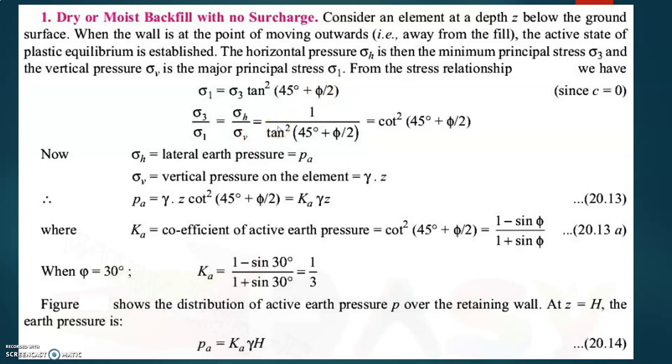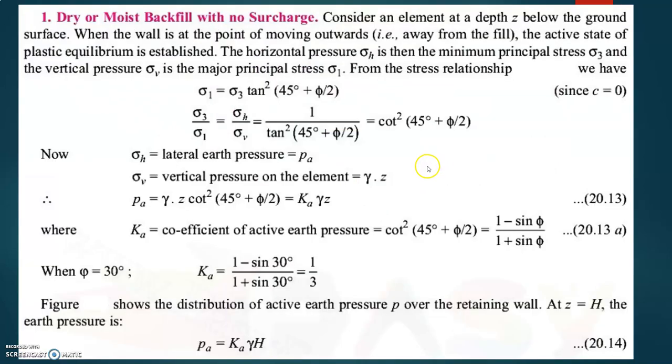Now we'll see how to find this pressure. The coefficient of active earth pressure is sigma h divided by sigma v. Here sigma h is equal to sigma 3 and sigma v is equal to sigma 1, so it is sigma 3 divided by sigma 1. This is the inverse, 1 divided by tan square(45 + phi/2), that is cot square(45 + phi/2). Now sigma h is the lateral earth pressure, that is Pa.